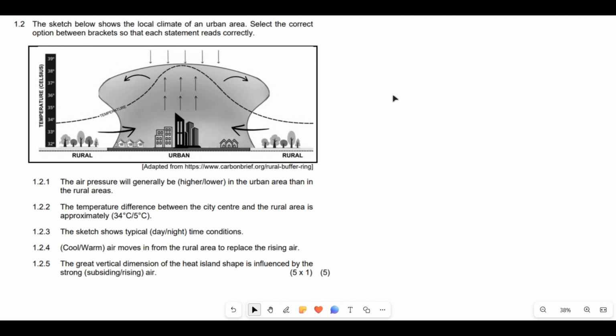This is in this series of exam revision. It's a figure 1.2 and a set of 5 questions.